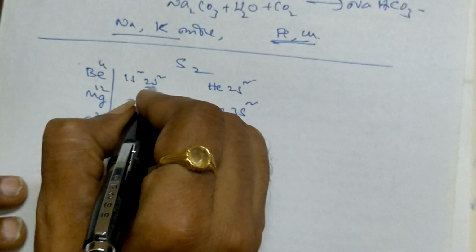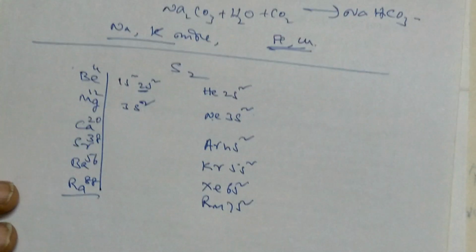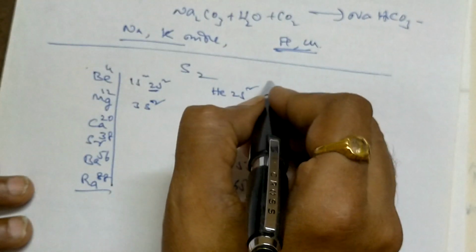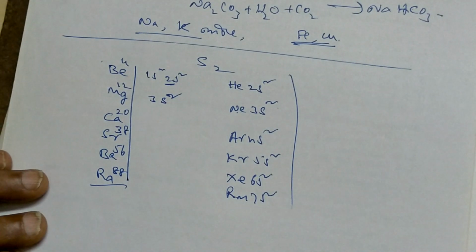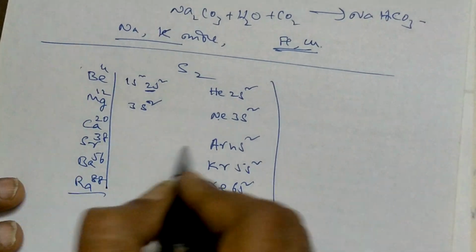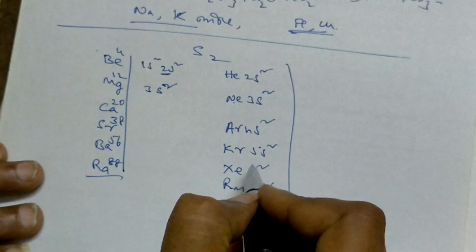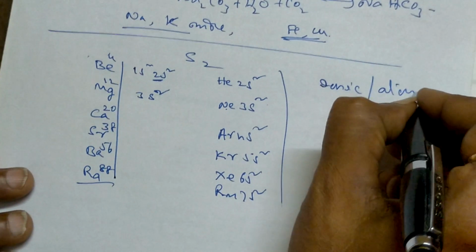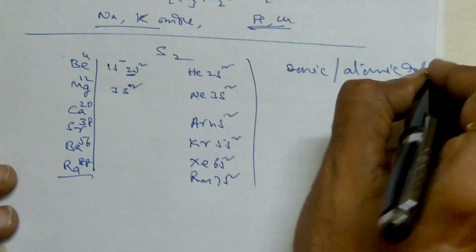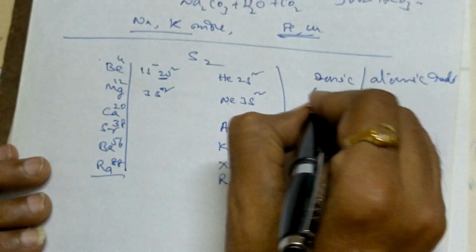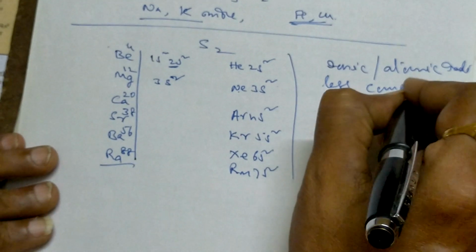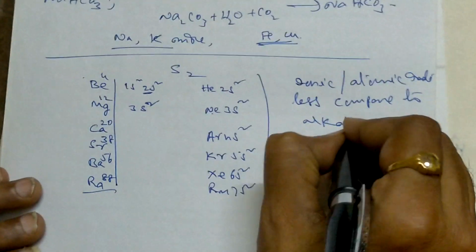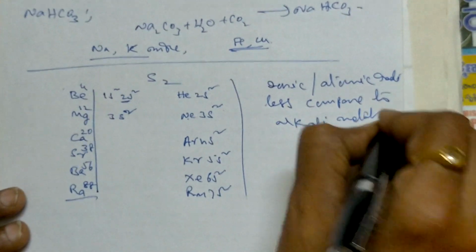That means in the outermost orbital there are 2 electrons, that is also in the s block. So this is the normal electronic configuration. And if you see the atomic and ionic radii, they are less compared to the alkali metals. These are called alkaline earth metals.